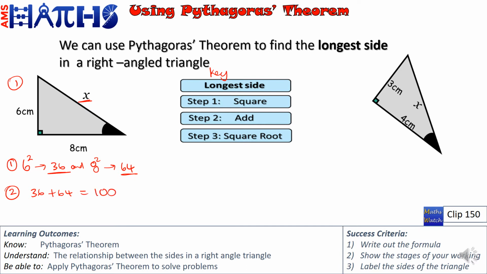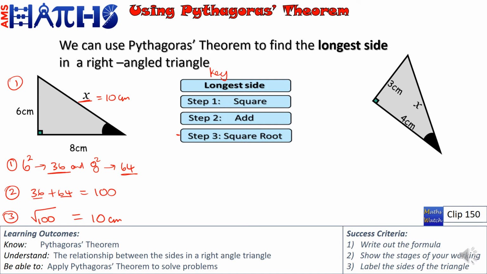And then for our third step, we find the square root of that. So we need the square root of 100, and that is equal to 10. So it means that x is equal to 10 centimeters. Again, we're going to square the two sides we know. Remember, we're finding our longest side. We're going to add those answers together, and then after that we're going to find the square root.